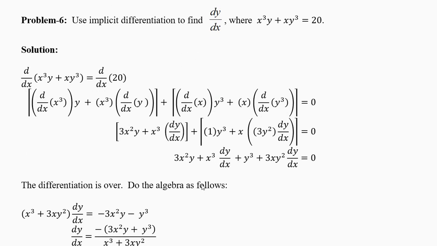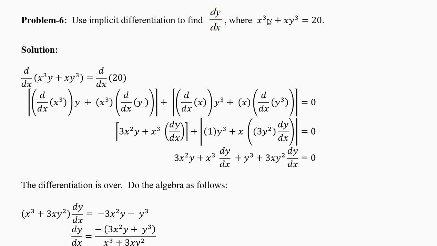Again, let's do one more question for practice. The topic is over in my opinion. Find dy by dx. I am not going to read this part because this is also extra. You should know which technique to use. Find dy by dx where x cube y plus xy cube equal to 20. Differentiate on the left, differentiate on the right. On the right, derivative of 20 is 0. 20 is a number, so you'll write 0 in all the steps.